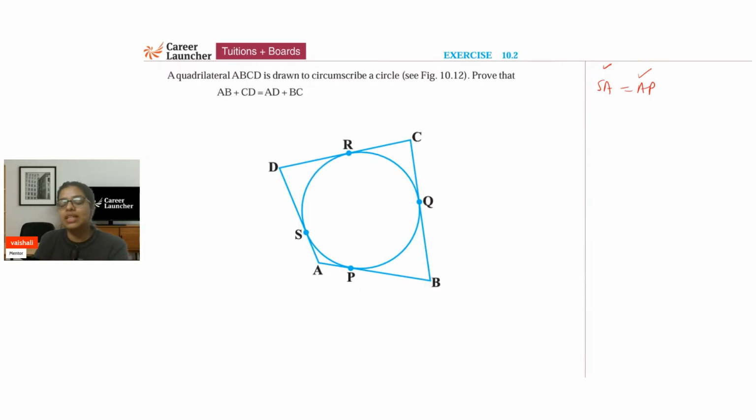Similarly, PB is acting as a tangent and BQ is also acting as a tangent which is drawn from the same external point B. So they should be equal to each other. So इससे ये समझ आ रहा है कि मैं ये concept तो लगा सकती हूँ throughout my given quadrilateral ABCD. But how do I find or prove that this expression is equal to AD plus BC?